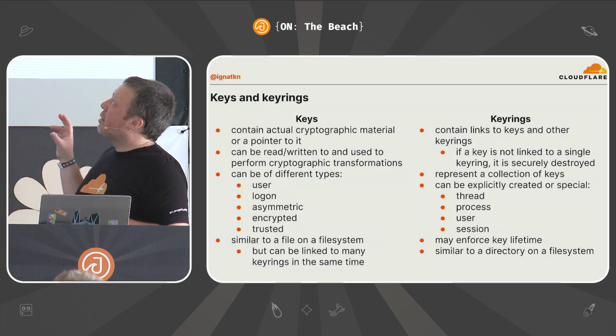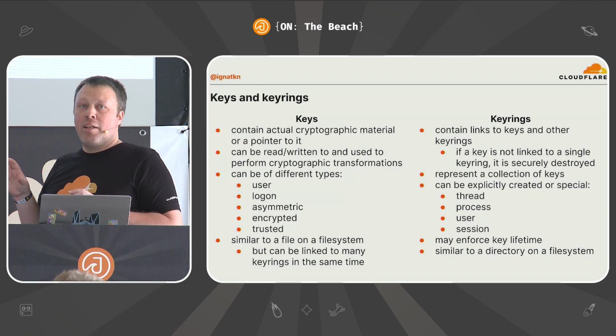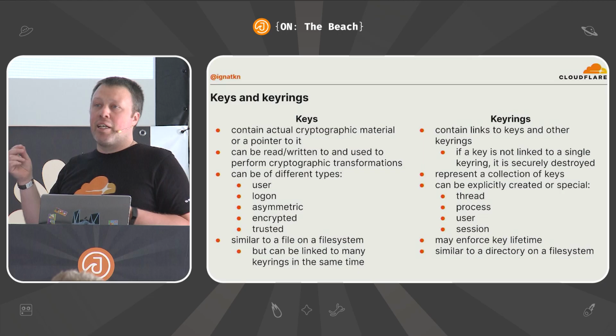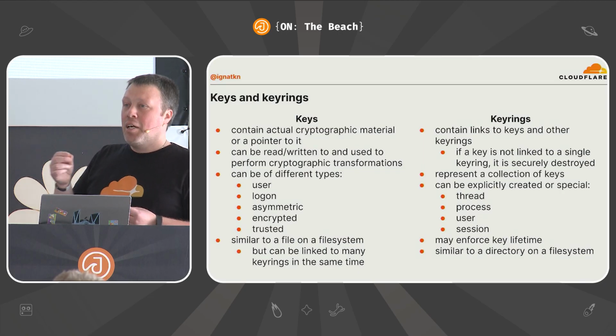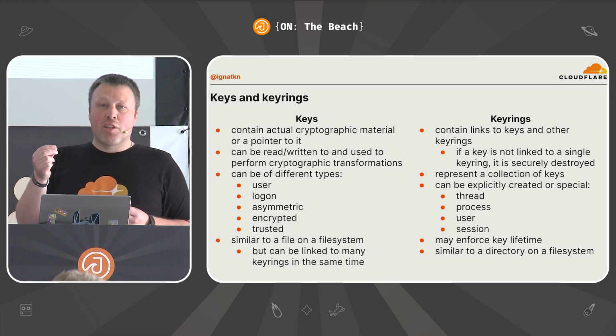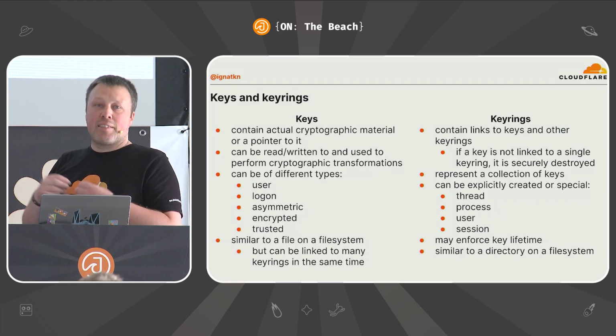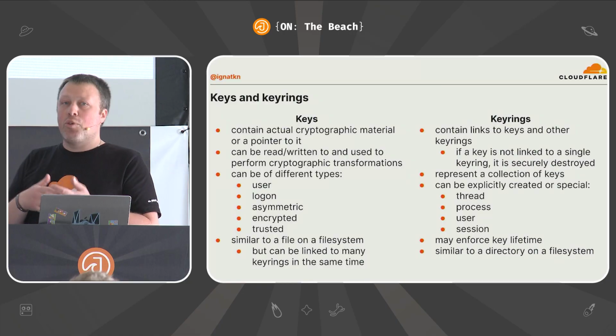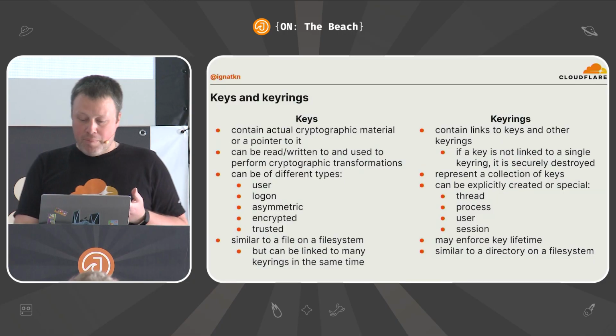But the idea behind key rings is that they determine the life cycle of a key. As I mentioned, a key can be linked to one or more key rings, but if a key is not linked to any key ring, it gets automatically destroyed by the kernel. So this is how you can control the life cycle of a key.